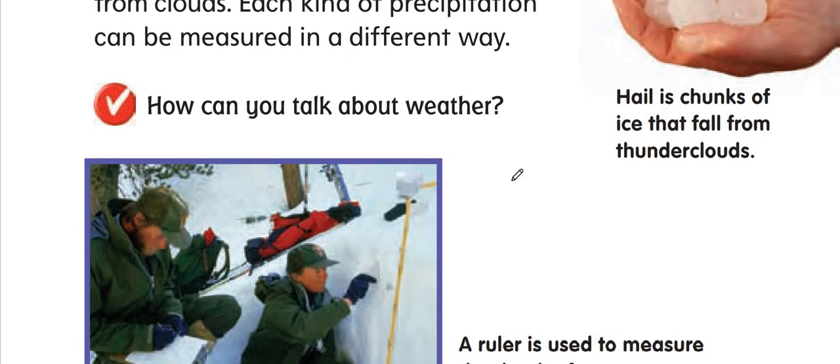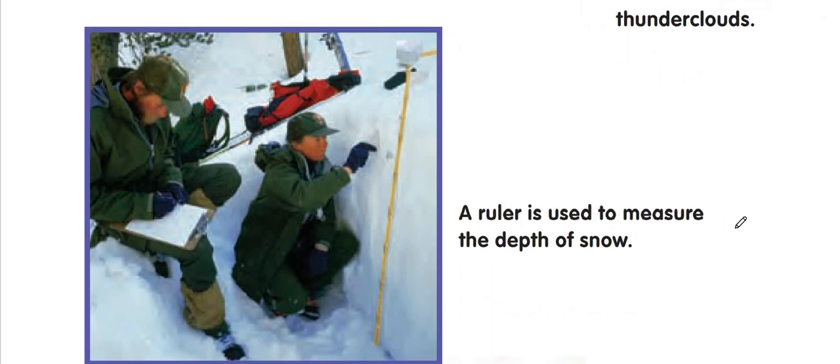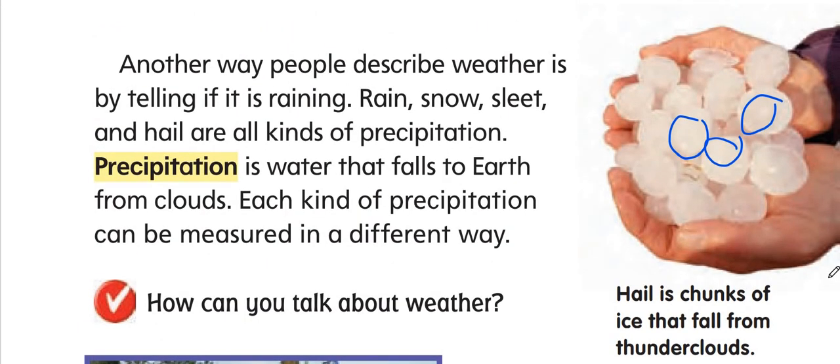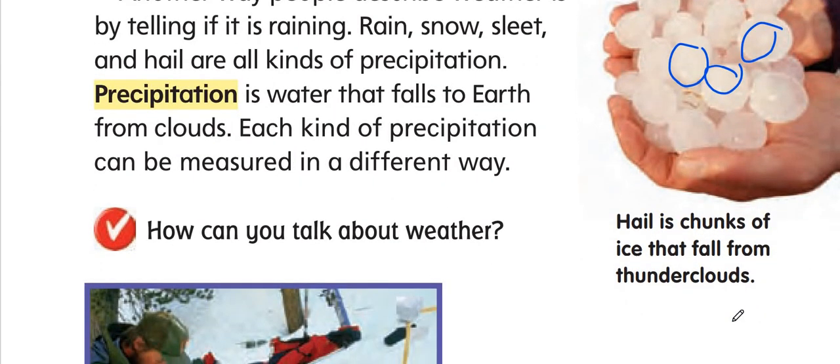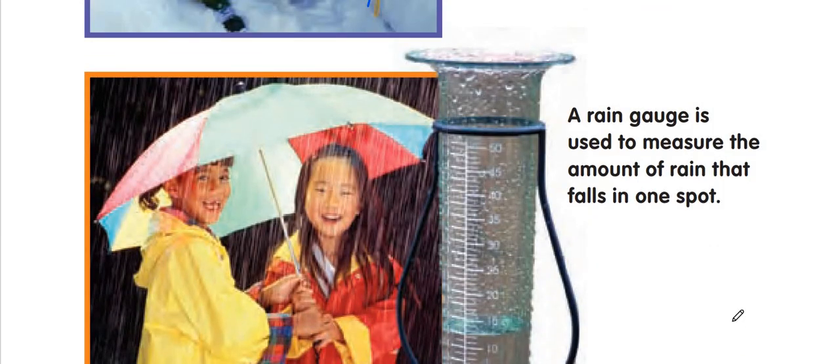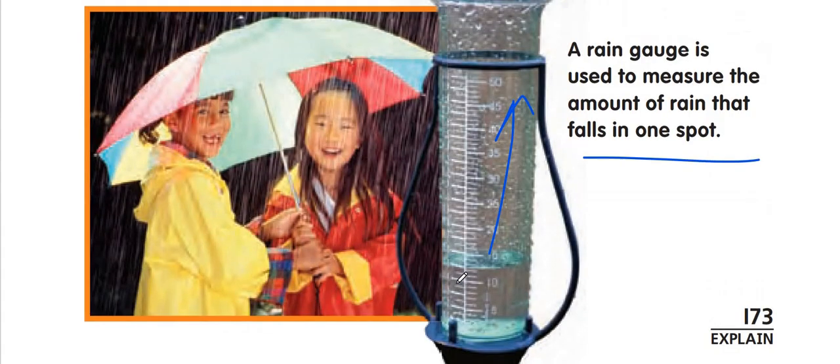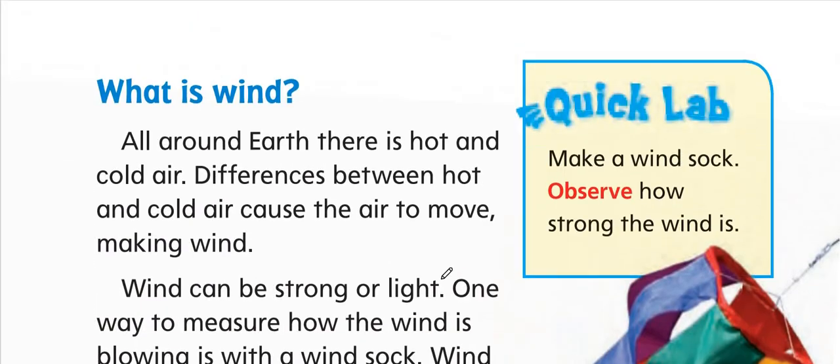Okay, so how can we talk about weather? Here we have the ruler to measure the depth of the snow. This is hail, which is chunks of ice that fall from thunder clouds. Here we have the rain gauge. We use it to measure the amount of rain in one spot. It's like a measurement beaker.